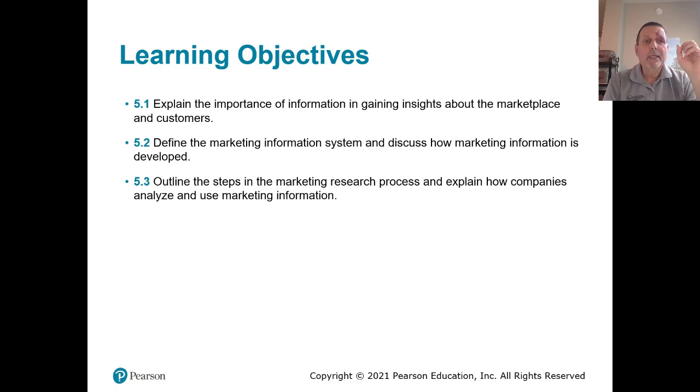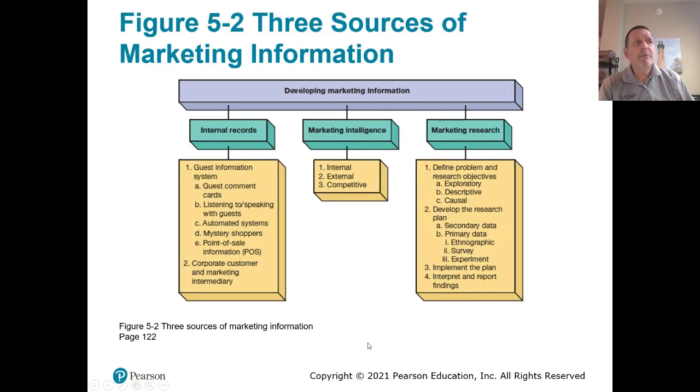Outline the steps in the marketing research process and explain how companies analyze and use marketing information. Okay, so let's just talk about the three sources of marketing information. Now, one of those objectives was about research. Well, research is just one part of what we're doing here. We have three different sources of marketing information, and the first is internal records. The second is market intelligence, and the third would be marketing research.